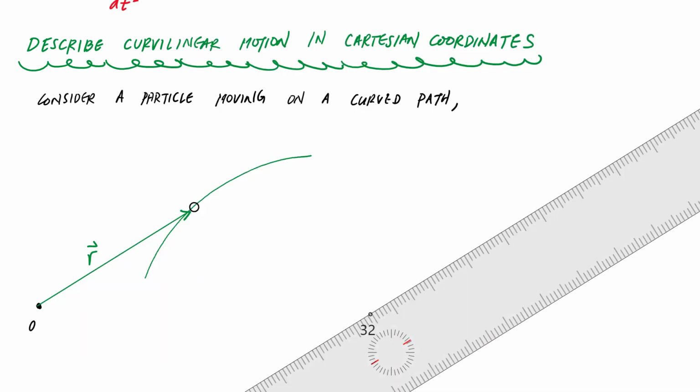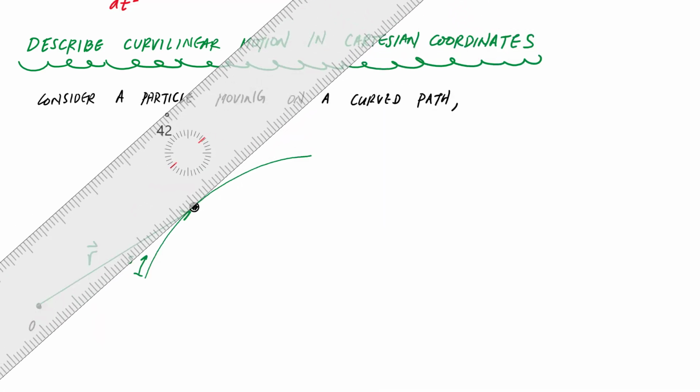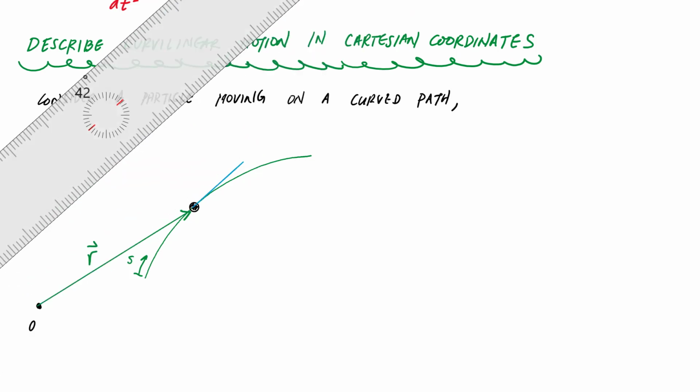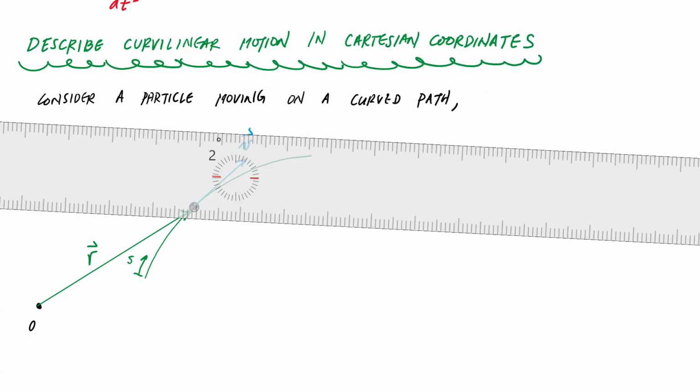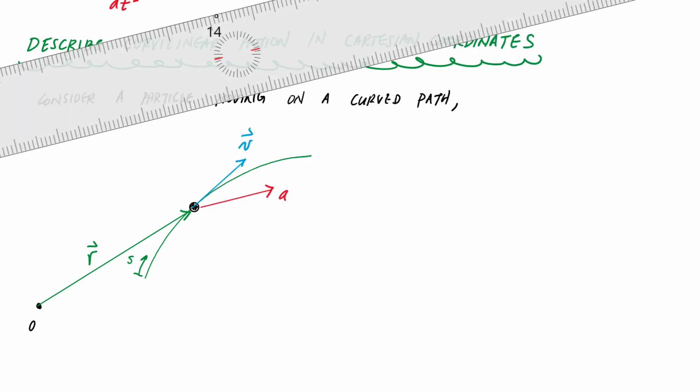And then this particle will also have a velocity vector. And if it's increasing in position this way, I'll call this S, the direction of increasing path. The velocity vector is going to be tangent to that path towards the direction of increasing position. So boom, here is my velocity vector. Let's say the acceleration vector is pointing this way, like this.